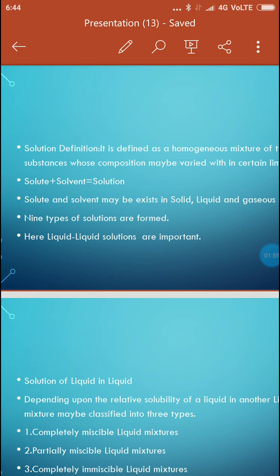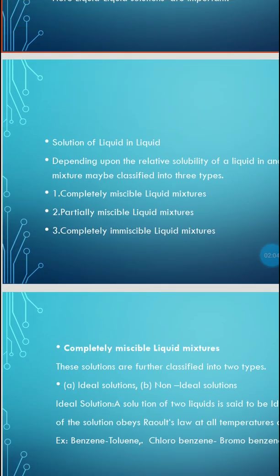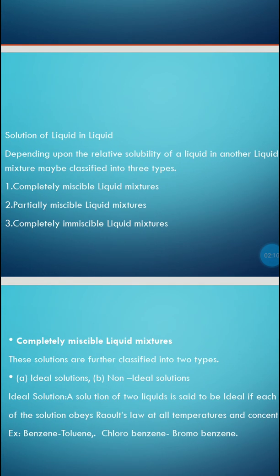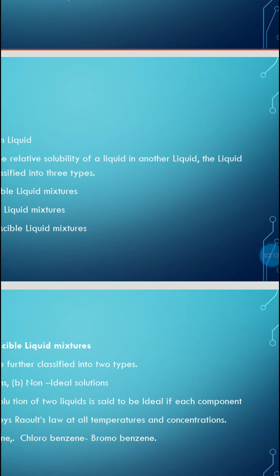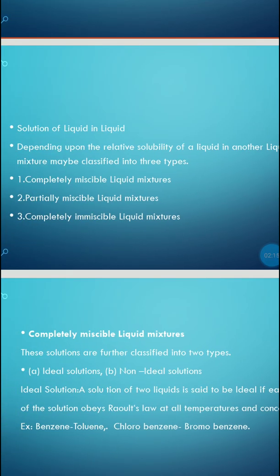Out of 9, now we are studying liquid in liquid solution. So, solution of liquid in liquid. Depending upon the relative solubility of a liquid in another liquid, the liquid mixtures may be classified into 3 types. Solubility, you already know that. Suppose you take A as a liquid and B as another liquid, and B is added to A. B is almost dissolved in the other liquid. Then you can say that it is a completely miscible liquid mixture.